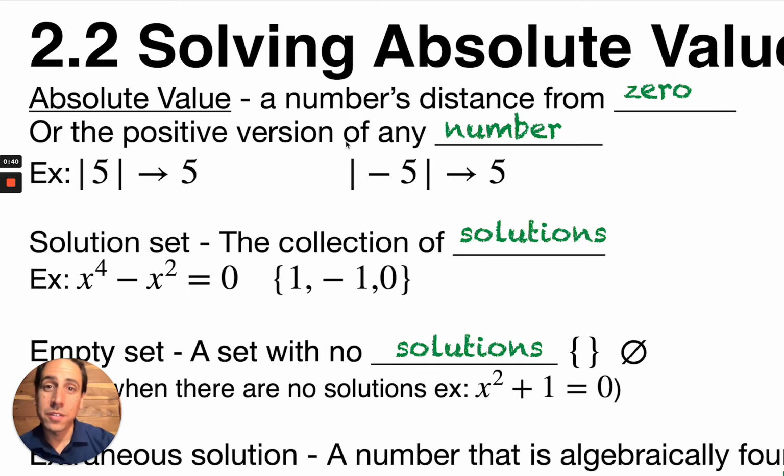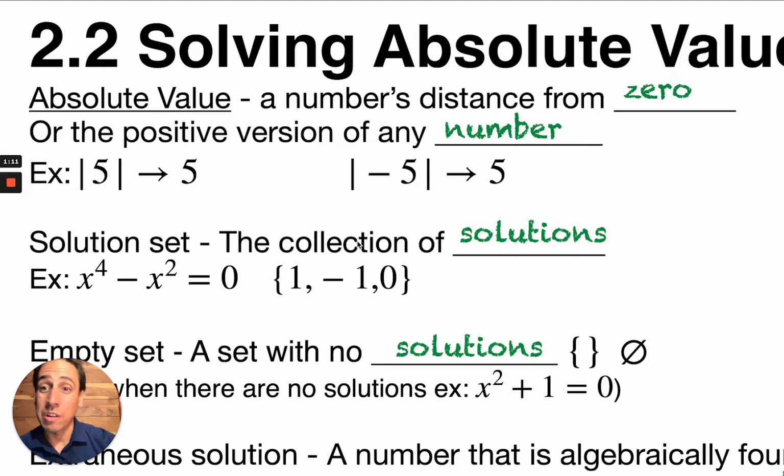It's also the positive version of any number, so the positive version of 5 is 5. If you take the absolute value of negative 5, then it's also 5, because negative 5 has a distance from 0 of 5 units. That's how far away it is on the number line. It's also the positive version of negative 5, which is positive 5. So you can see there are two numbers that give an absolute value of 5. That's going to be important to think about when moving forward.